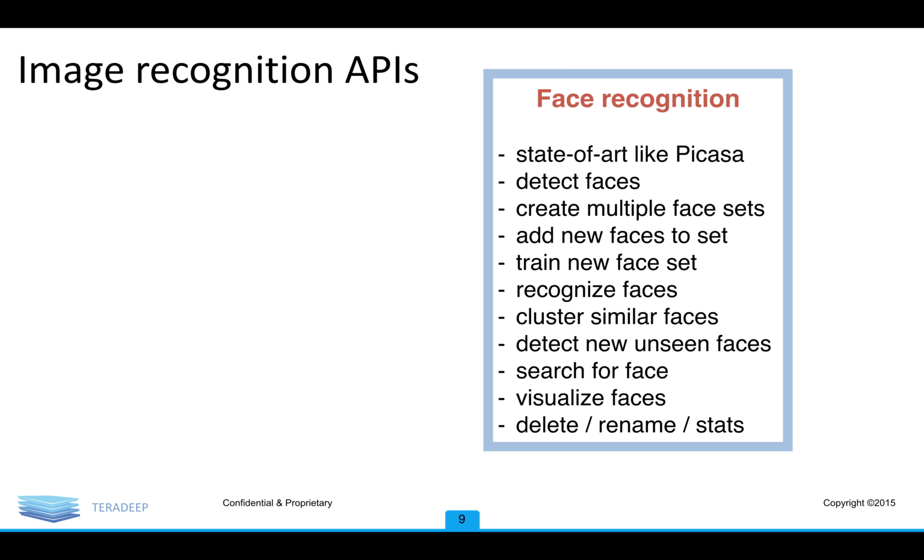It can detect new unseen faces and create warnings if necessary. We can also search for a face: when did this person appear in my house, or last? We can visualize all the faces, and we can delete, rename, and see stats.